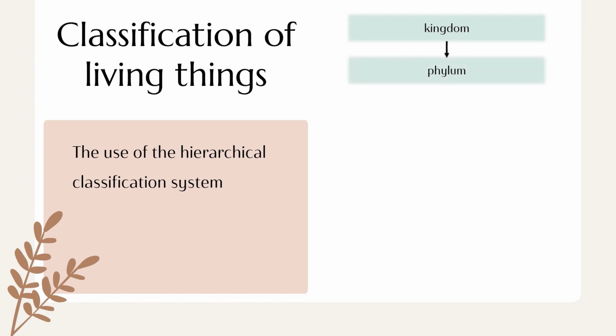Phylum. Phylum lies in between kingdom and class. The phylum of an organism is a generalization based on the body plan of an organism. It is a classification that lies in between kingdom and class. The phylum of a human is Chordata.